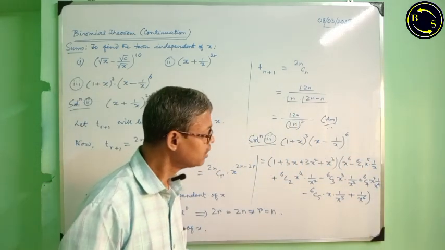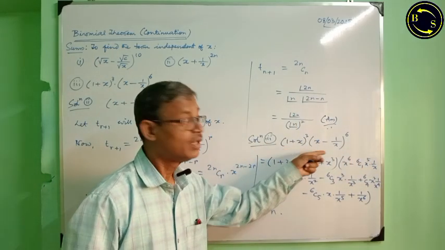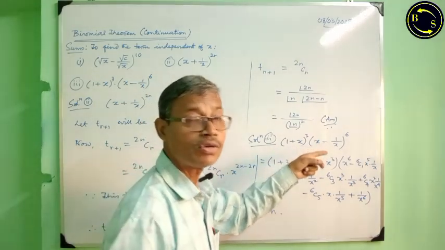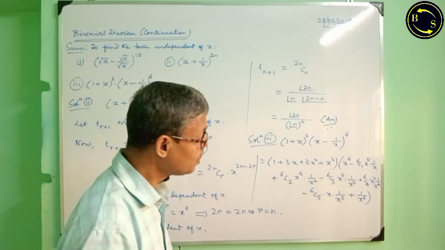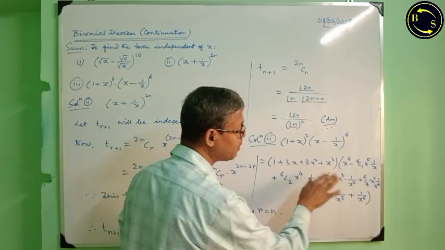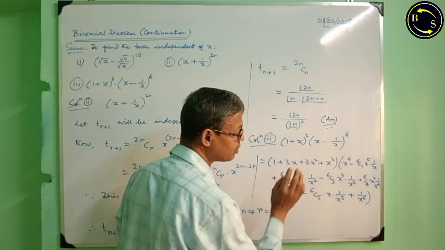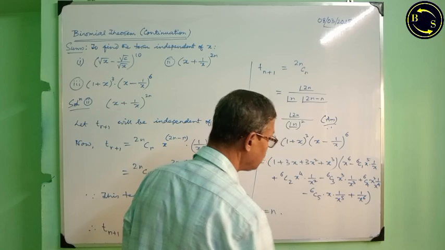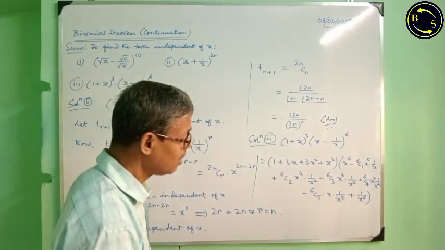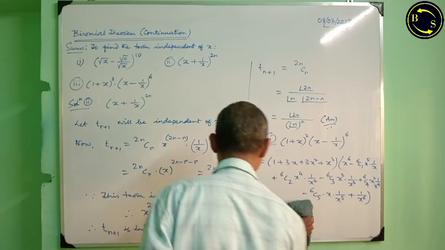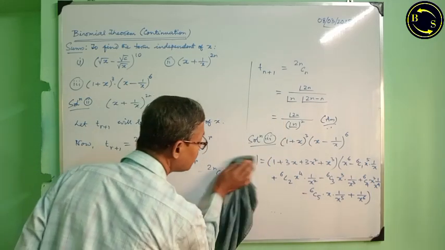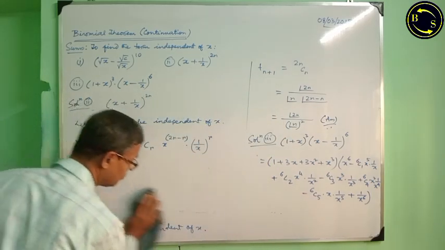Note the technique. Since the given one is not in the form of a plus x whole to the power n, we have written the full expanded form for each. Then we have to think, after multiplication, which parts will be independent of x.